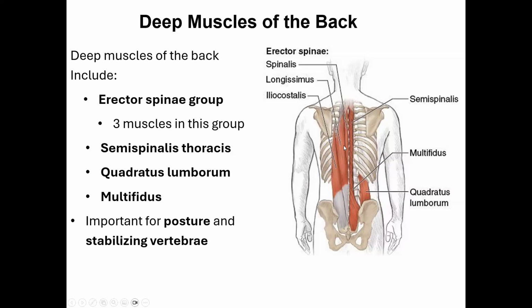And then on the other side, you can see there's a muscle deeper to that called the semispinalis thoracis, and there's a quadratus lumborum, and there is multifidus. So these are the deep muscles in the back. And these are the quiet muscles which are important for posture, stabilizing the spine, and they are all attached to the spine, and they give you your balance.